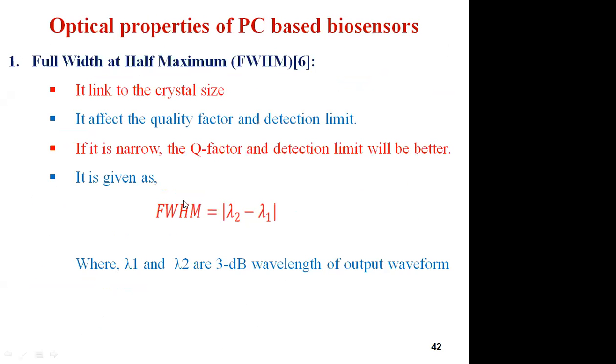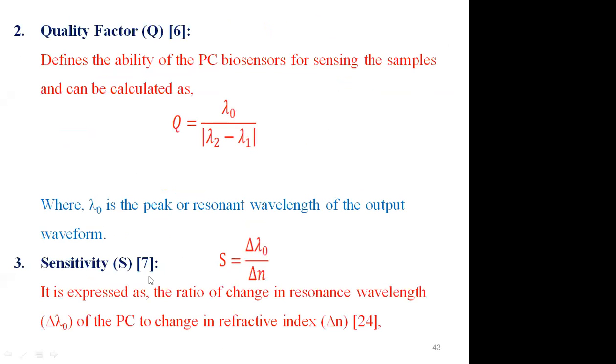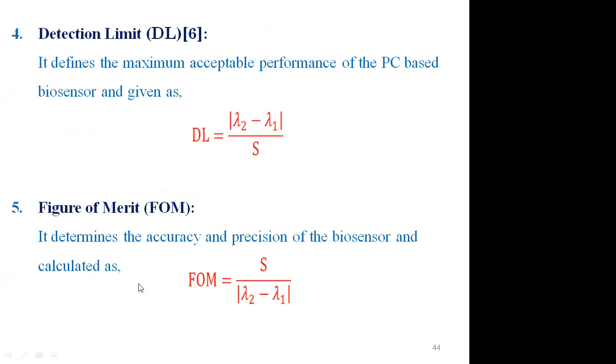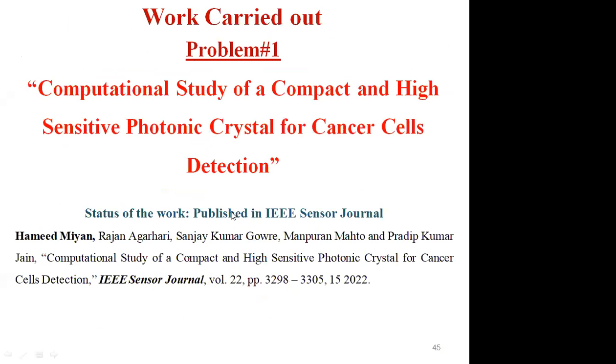This I'll skip. These are the parameters which come into the sensor. One is full width at half maximum, the quality factor, the sensitivity, detection limit, figure of merit. This is the paper he got accepted and published in the IEEE Sensors Journal.